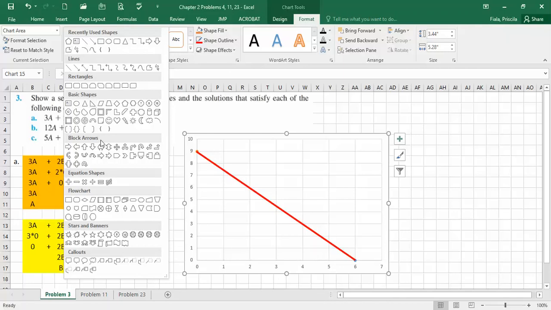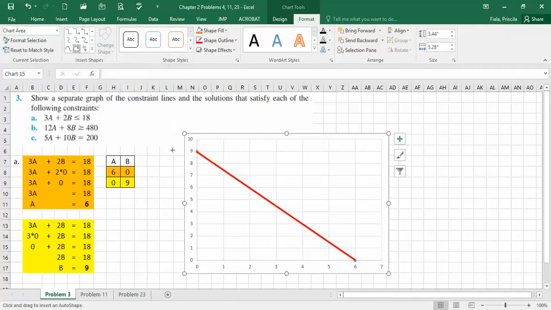I'm trying to see, because this is recently used, I'm trying to see down here, where is that at? You can right here, lines. Oh, it's right here in lines. Okay, click on that and you're gonna see this little cross. All you do is click on the first point, let the mouse go. Look how it gives you a line.